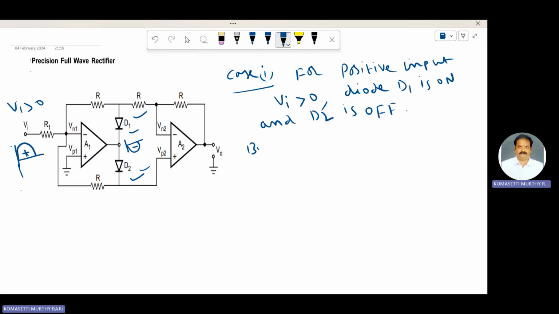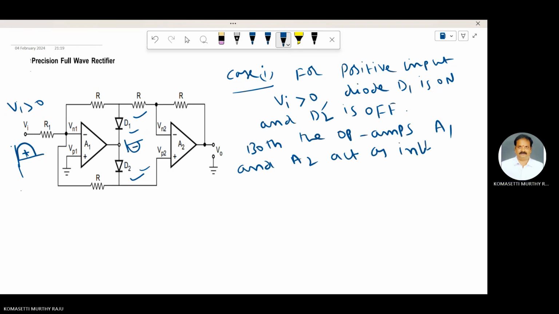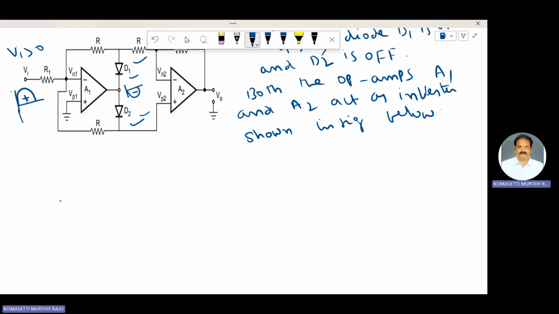In this case, both the op amps A1 and A2 act as inverter, shown in the figure below. D1 is on, that means short circuited here. This one is R. This one is R.